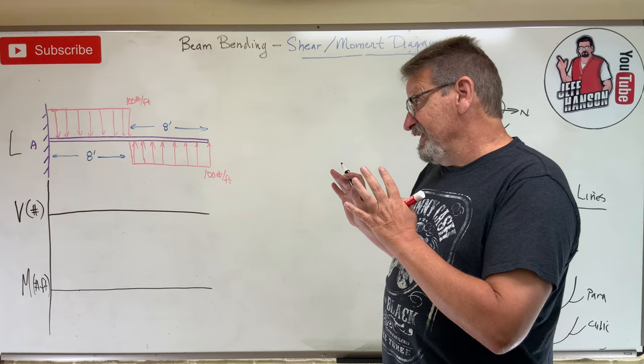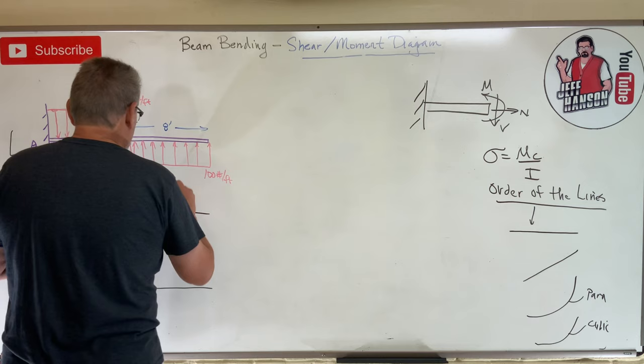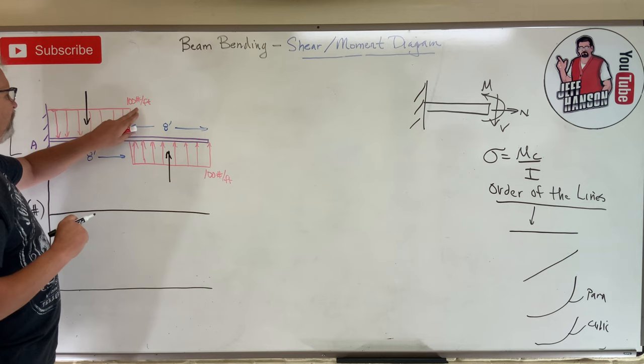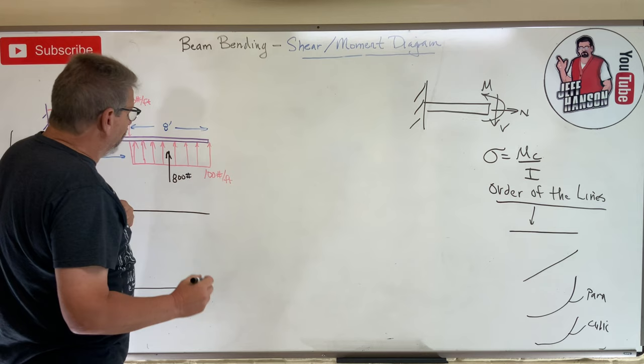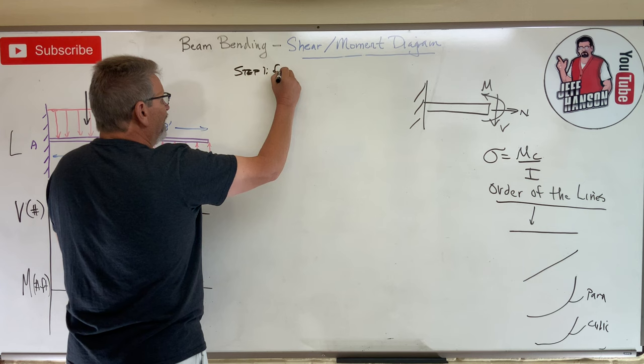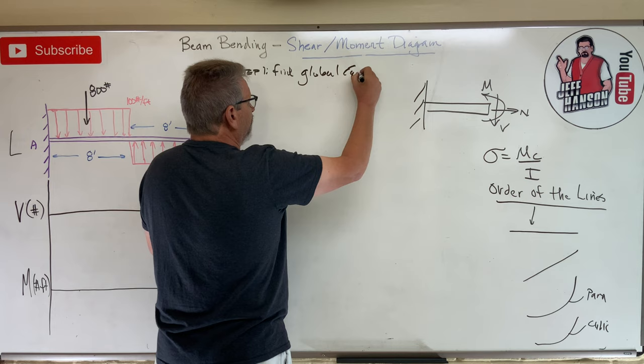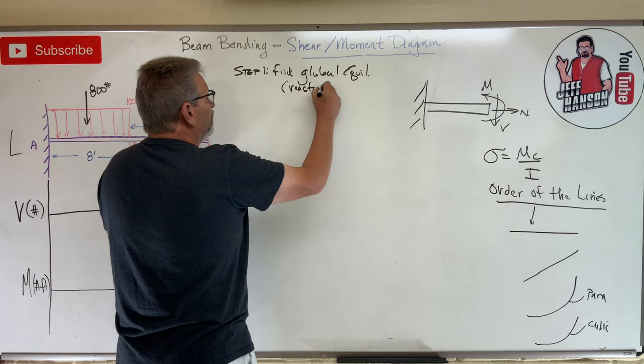Now, the first thing I see here is I've got two distributed loads. I want to turn them into concentrated loads by just adding one there and one there. It's 8 feet times 100 pounds per foot, so that's a total of 800 pounds. And this is a total of 800 pounds, okay? So for all these problems, step one, always, is find global equilibrium, which really just means find the reaction forces, okay?